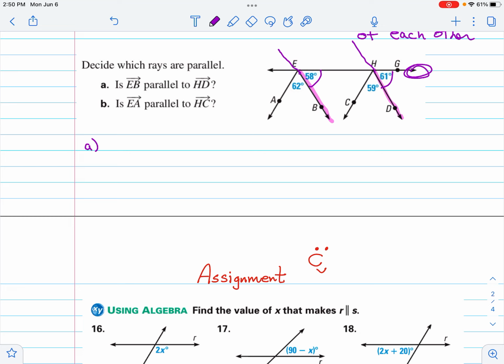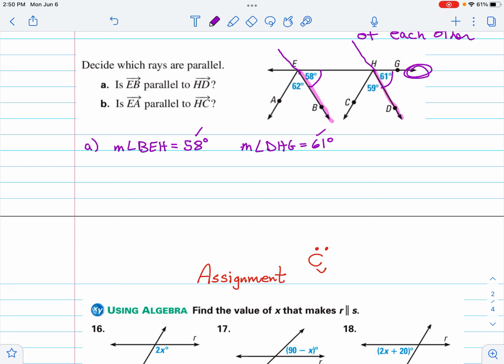So we'll look at part A. The measure of angle BEH is 58 degrees. And the measure of angle, let's see what this other one is, DHG is 61 degrees. Therefore, they're not parallel, because these angles have to be the same.